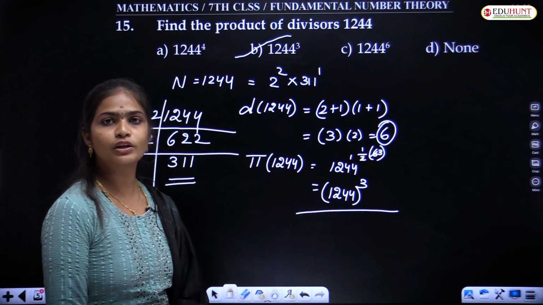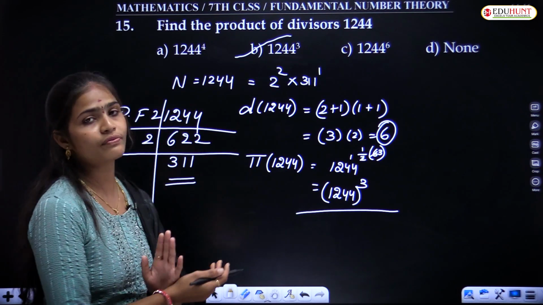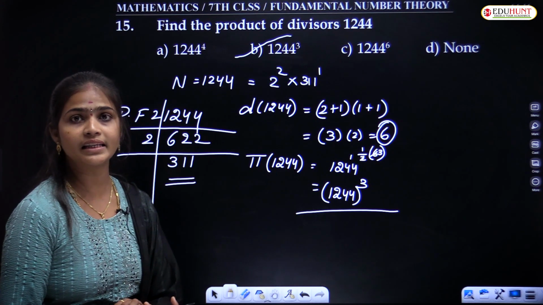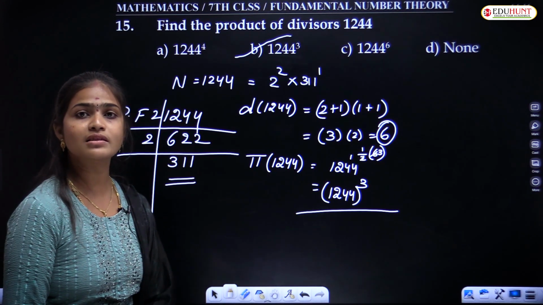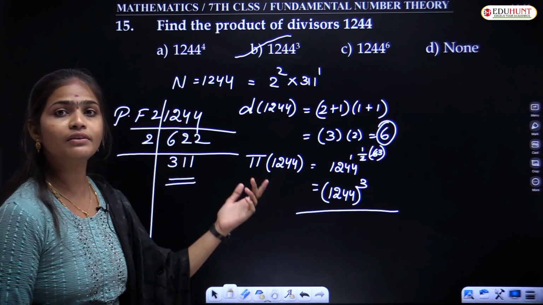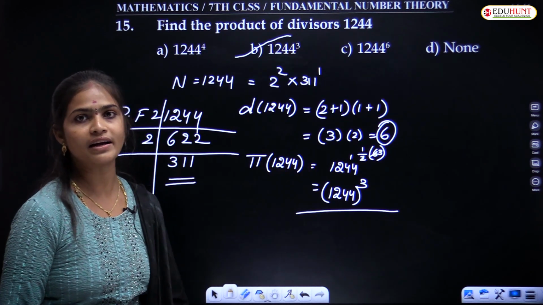For the product of the factors of any given number, first we have to find the number of divisors of that given number. After that we have to find the product of the divisors.